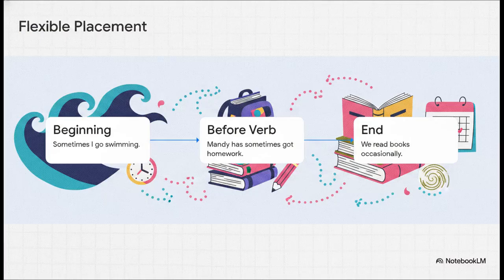Now, because English loves to keep things interesting, some adverbs are actually quite flexible. The adverbs often, usually, sometimes, and occasionally give you a lot of freedom. You can place them at the very beginning of a sentence, like, "Sometimes I go swimming." You can put them before the main verb, just like we literally just learned, for example, "Mandy has sometimes got homework." Or you can even tack them on to the very end of the sentence. "We read books occasionally." This flexibility is awesome because it means you have options when you're speaking and you don't have to panic if you forget to put the adverb right next to the verb.